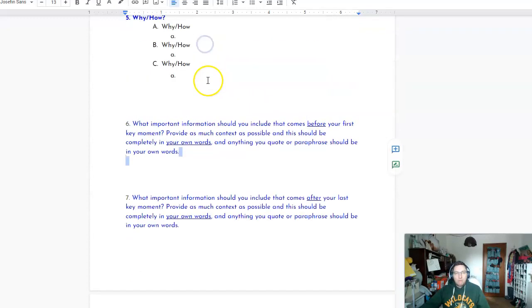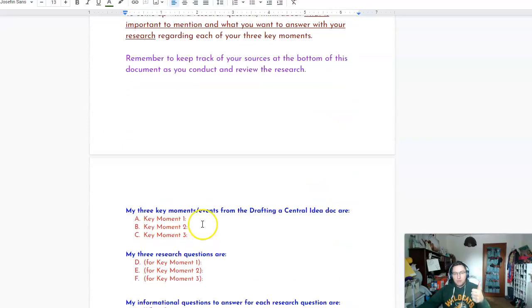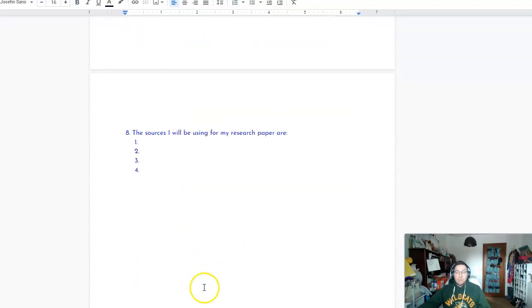And so what I really want out of this is a 3 to 10 sentence response of what came before your first key moment, your first key moment right up here, and what came after your last key moment that is worth mentioning. And then please keep track of your sources as you read. You can definitely go back to your previous documents and copy and paste the sources if you could keep track of them already. That's fine with me.